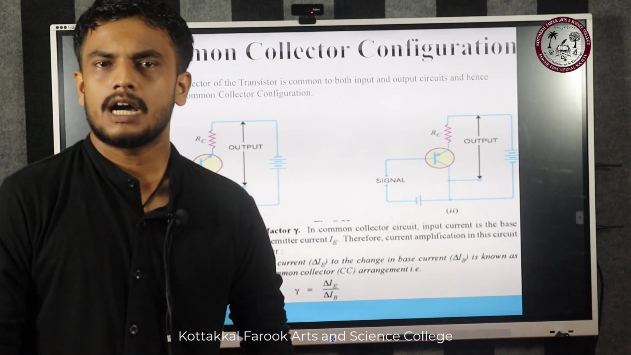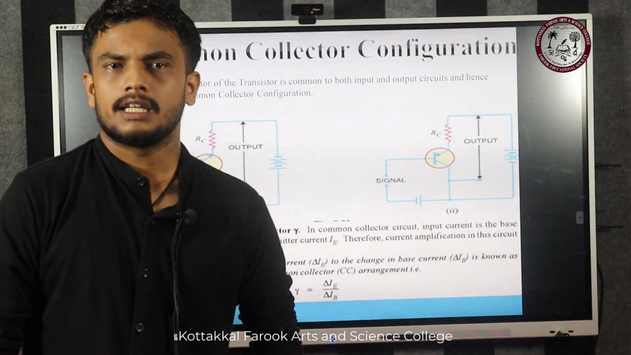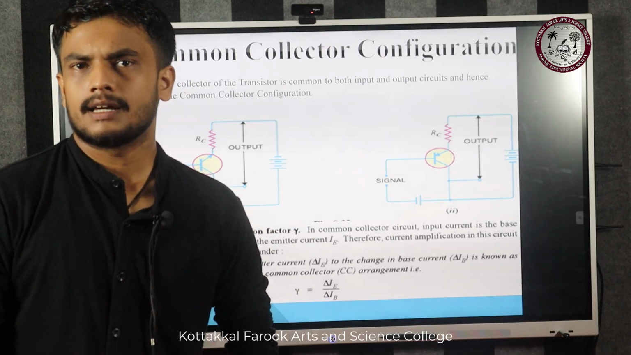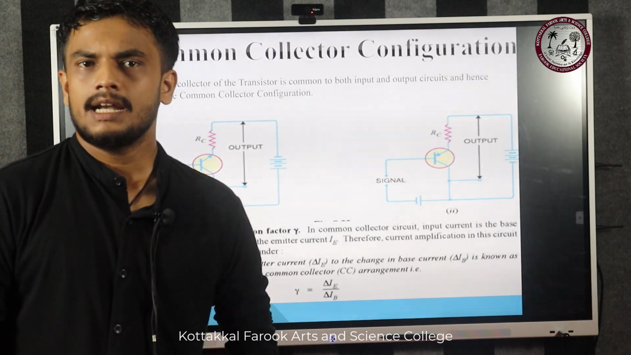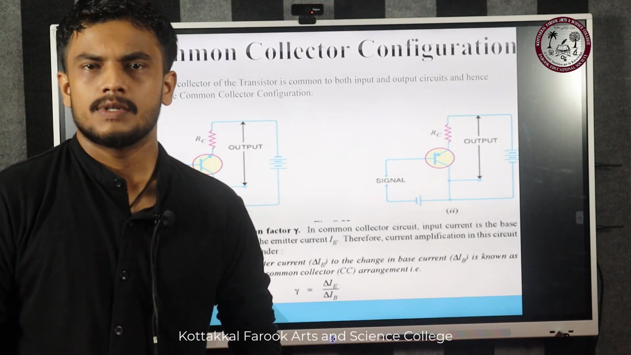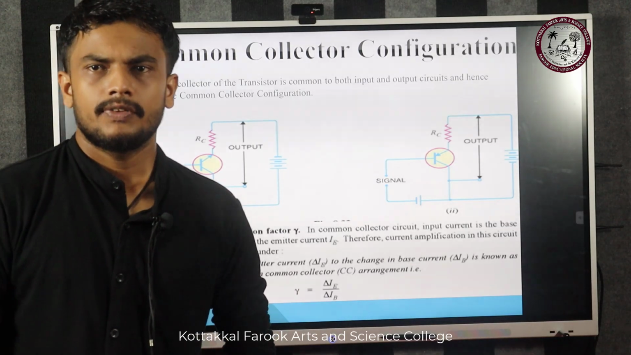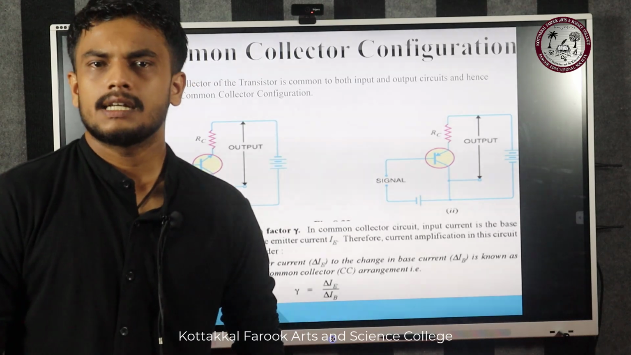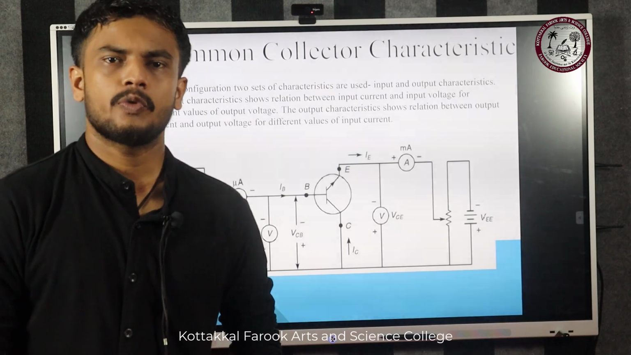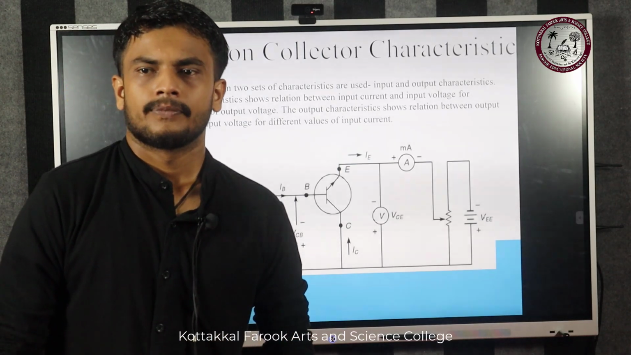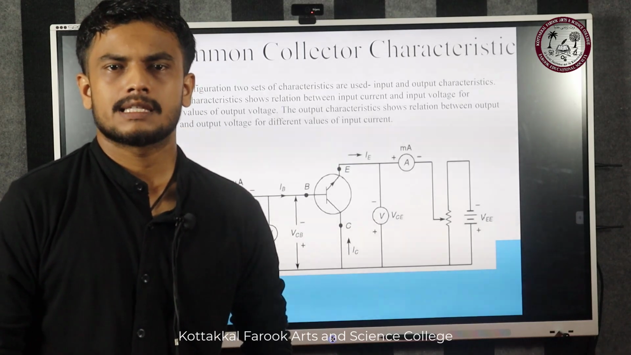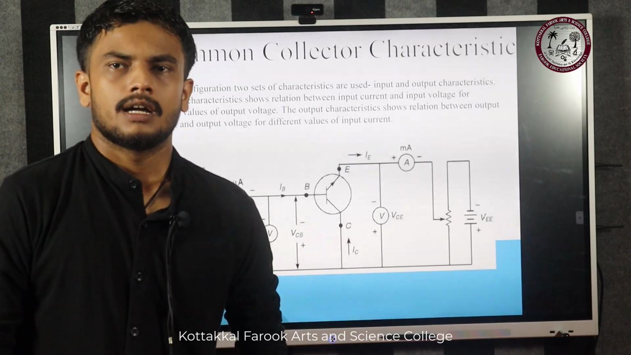Here in common collector, the output current is IE, the emitter current, and the input current is IB, the base current. That means the current amplification factor delta is equal to IE by IB, which can be seen in the figure. The two NPN and PNP transistors are used in the common collector configuration. Here also we want to find the characteristics. As we discussed earlier, we connect two ammeters as well as voltmeters to find them.